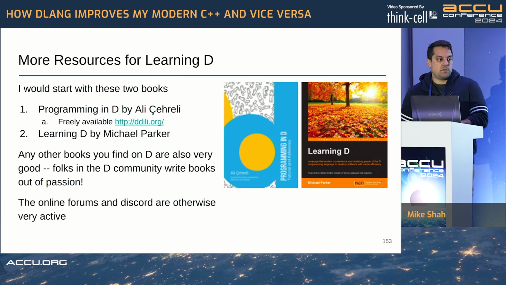All the books are good because being a smaller language, the folks that are going to write a book about a small language are going to be enthusiastic and put a lot of care into that craft. The free book is the one on the left there by Ali Çehreli, and I really like Mike Parker's book too. It's a great book if you're a C++ programmer to start from.